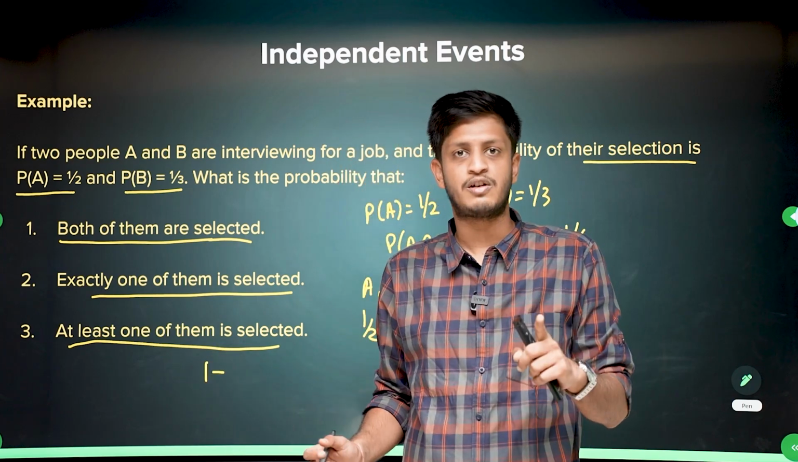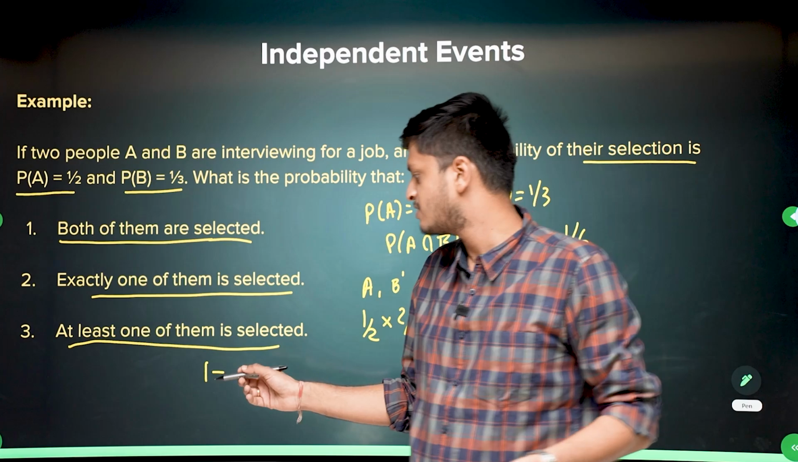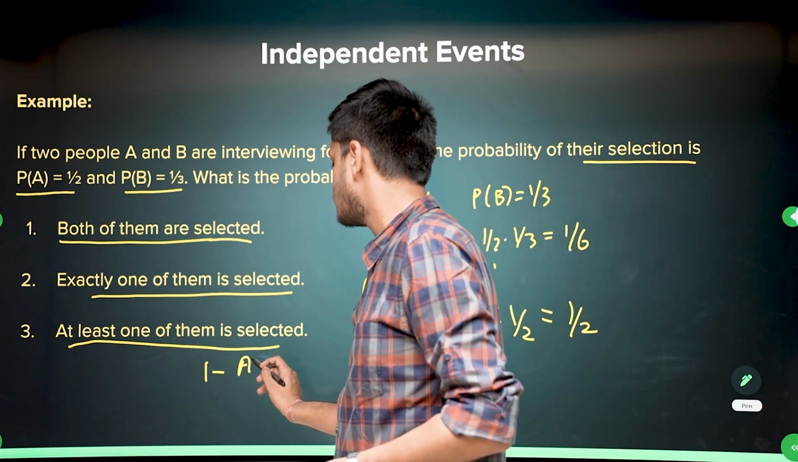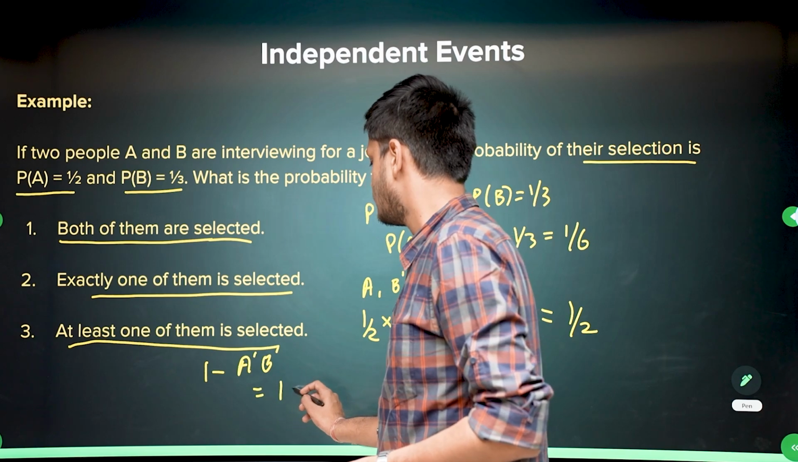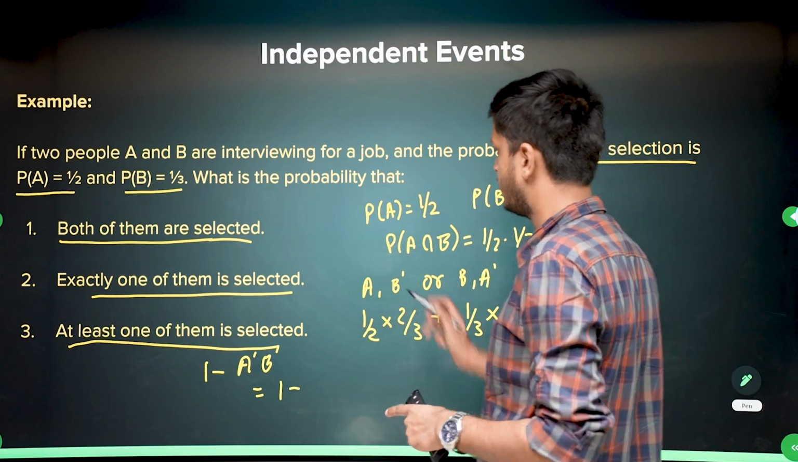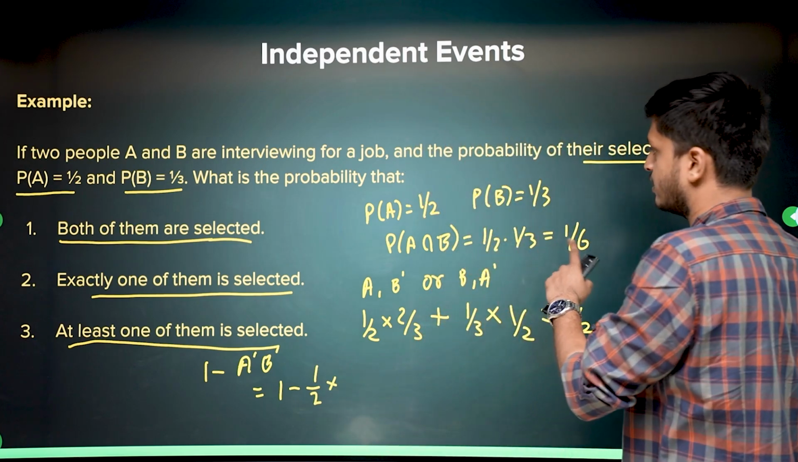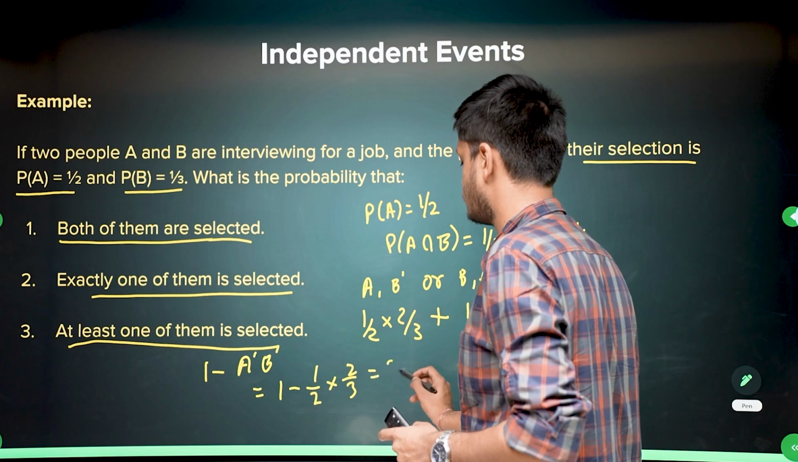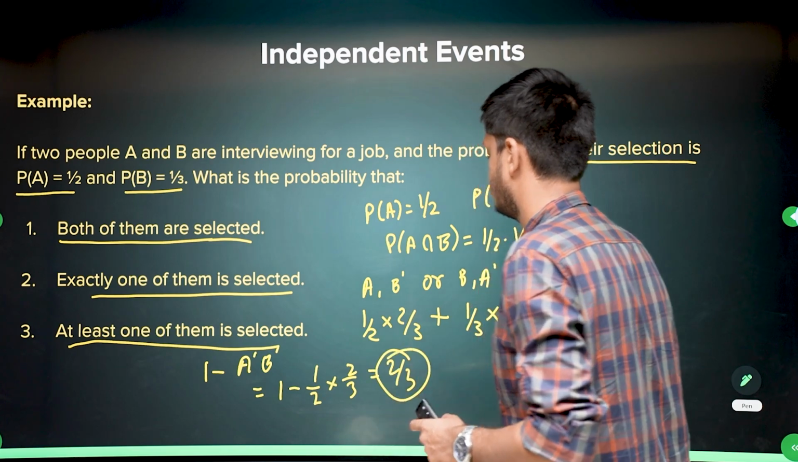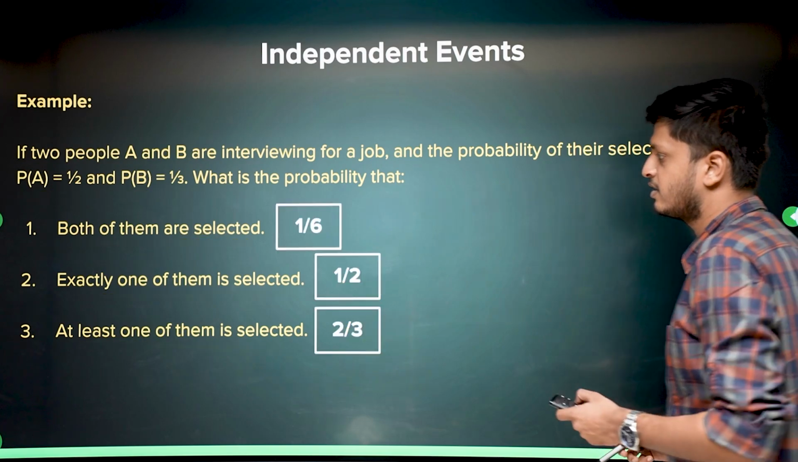Here you want at least one of them to be selected. So it is nothing but 1 minus none of them are selected, which means 1 minus A is not getting selected and B is not getting selected. What is probability of A not getting selected? 1/2. What is probability of B not getting selected? 1 minus 1/3, it is 2/3. So the answers are 1/6, 1/2 and 2/3.